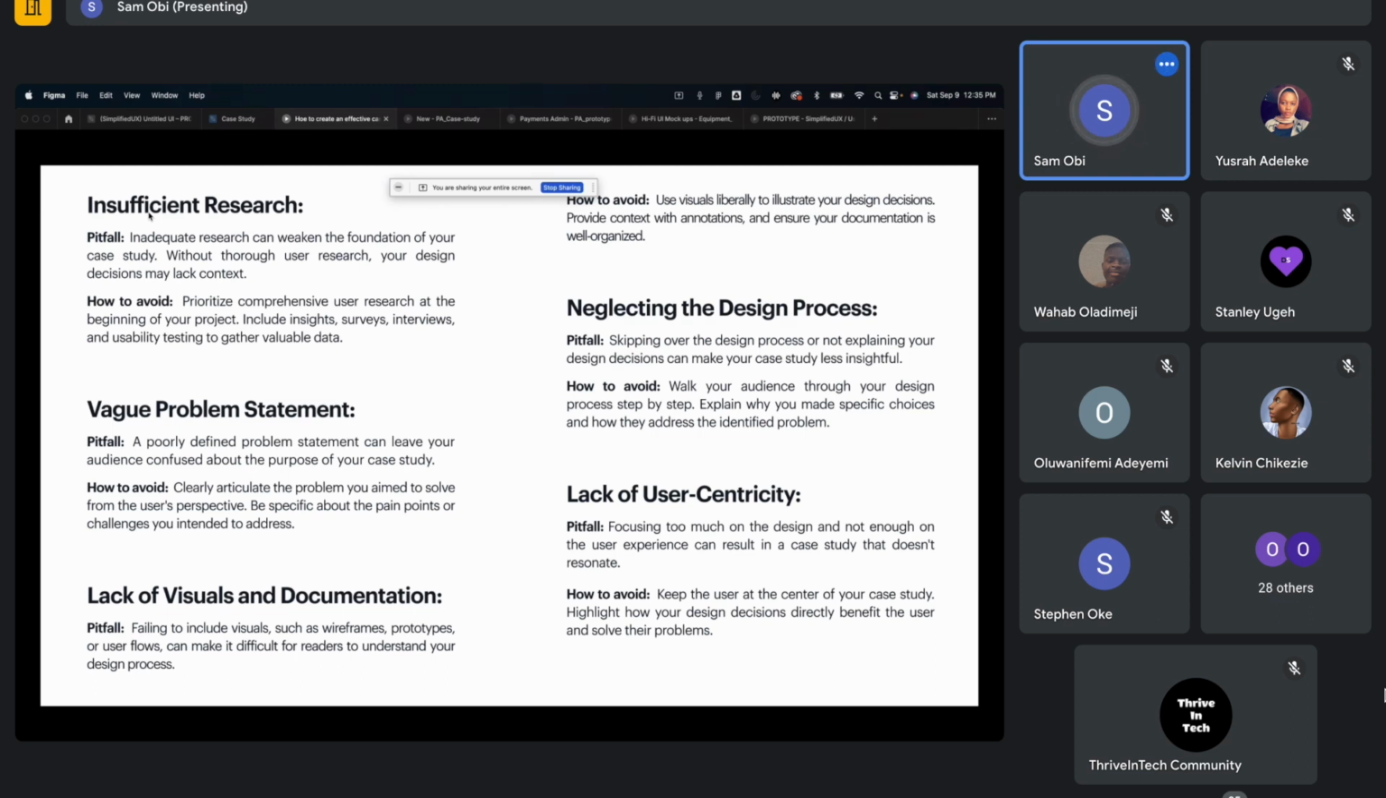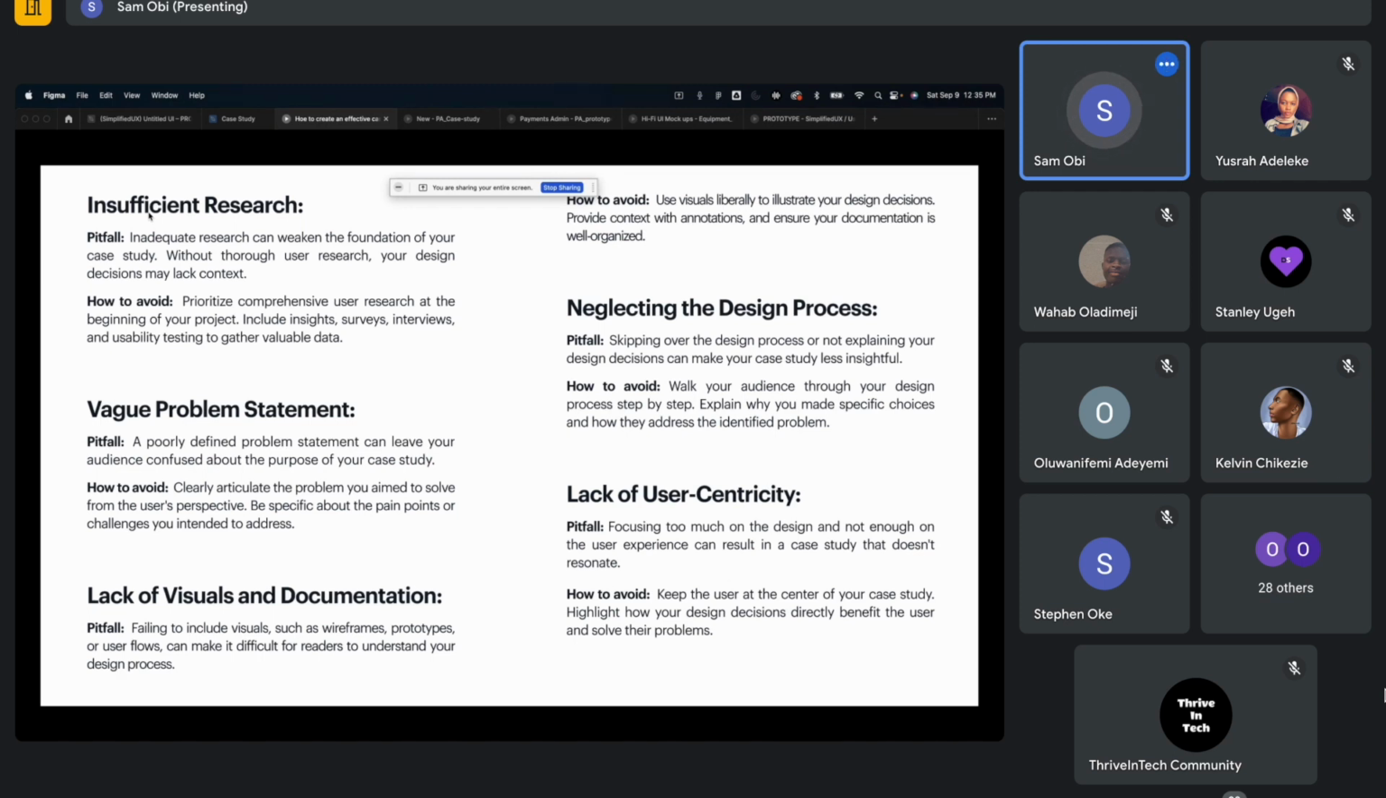Vague problem statements. Sometimes we poorly define our problem statements, and it can leave our audience or whoever is reading it confused about the purpose of this case study. To avoid that, clearly articulate the problem you aim to solve from the user's perspective and be specific about the pain points or challenges you intend to address.